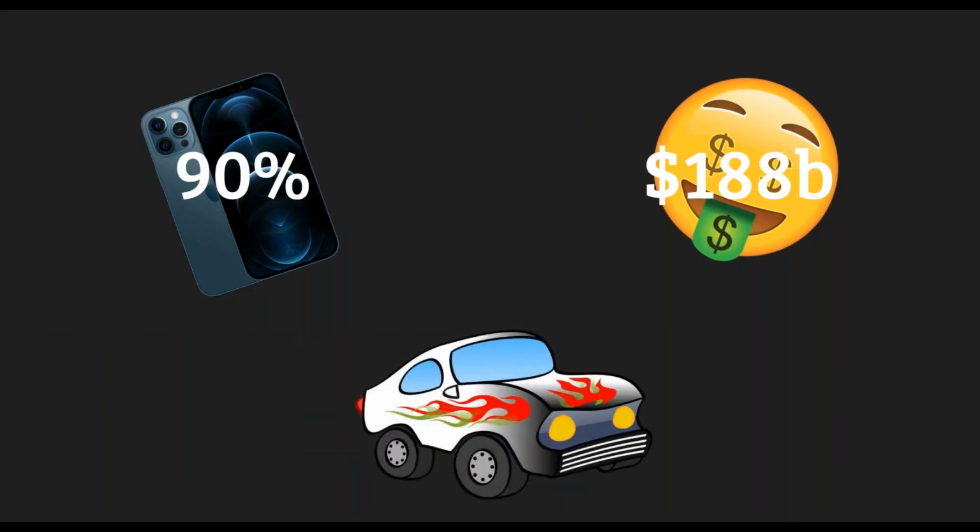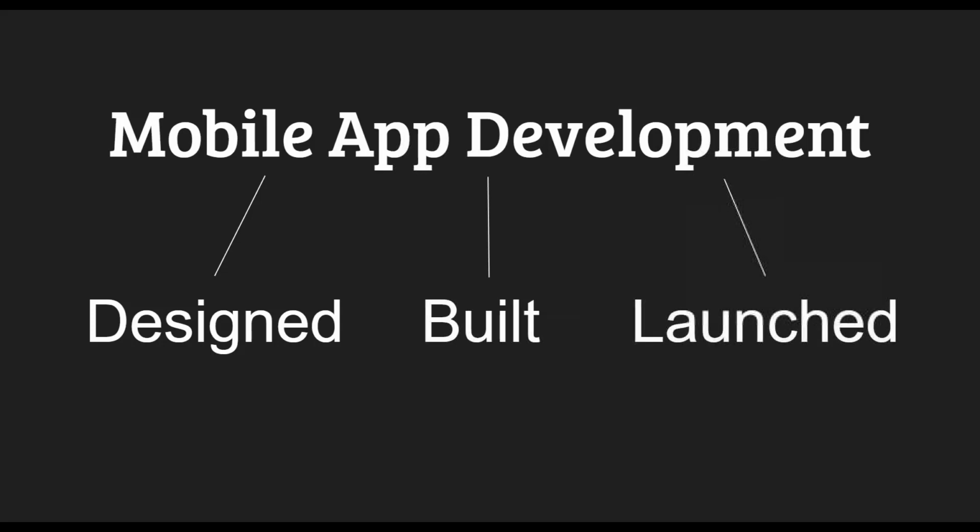It is no surprise then that mobile app developers are at the forefront of an arms race to build the most popular, lucrative app on the market. But what is mobile app development, and how do you know what kind of app you should build? Mobile app development is the process by which applications are designed, built, and launched to run on mobile devices.